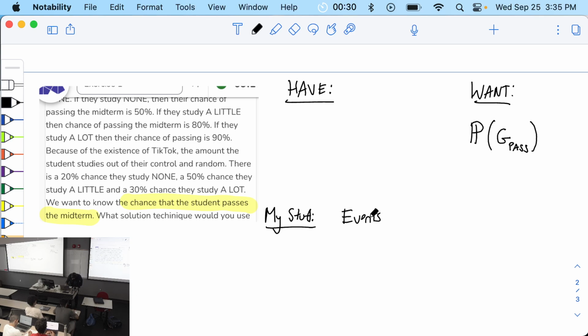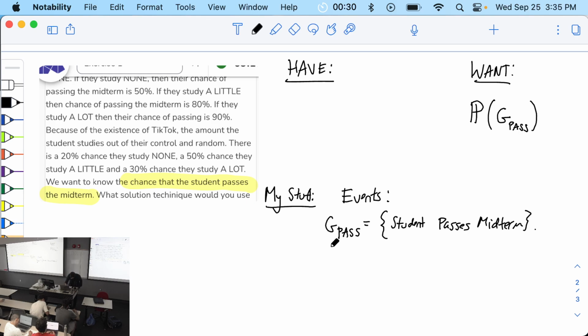These are my stuff. And I have some events. What do I got? I got G-pass. That's the event. The student passes the midterm. Oh, sorry, not you, the student. So I put it between curly brackets so that I'm like, hey, this is an event. It's a subset of the probability space. The other events, what other events are going on here? I got G fail. That's that you don't pass. Student fails.